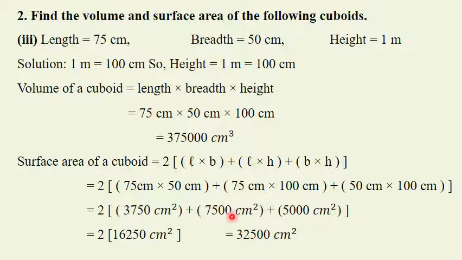First of all, we will add all these values, and that will be equal to 16250 centimeter square, and then we will multiply by 2. After final calculation, we will have 32,500 centimeter square. This is the surface area of the given cuboid. And this is the end of our exercise. I hope you understand this exercise very nicely. Thank you.